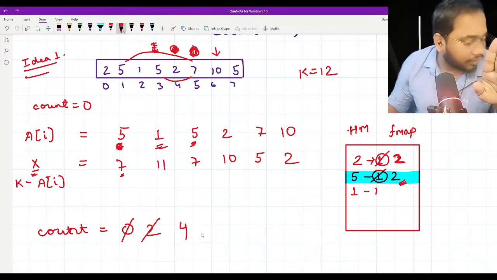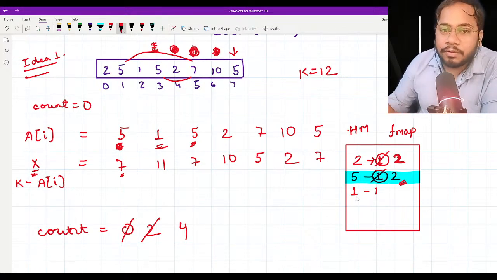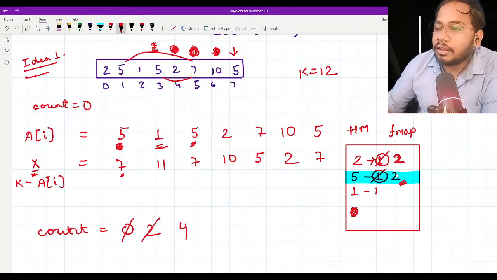If you are understanding this, then increment again and go to 5. If it is 5, then we are checking for 7. Is 7 present? No, 7 is not present. So put that 5 again in that, and it will become 3.